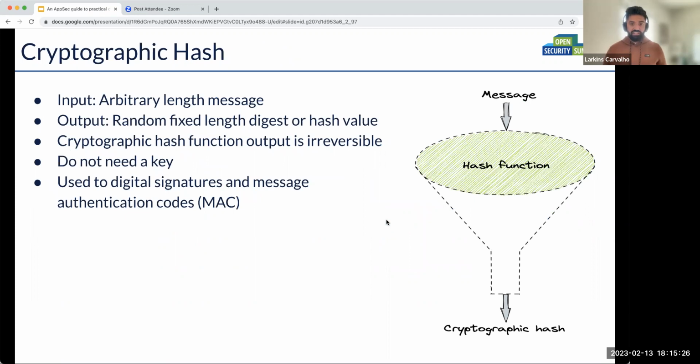A cryptography hash is a function which takes an arbitrary length message and produces a cryptography hash. It always produces a fixed length hash, but the message itself can be of any length. A cryptography hash is irreversible, meaning if you have a cryptography hash, you cannot get the message itself. If you want to verify the hash, you need to again pass the message to the hash function and compare the hash of the message. They are widely used in digital signatures and message authentication codes, and it does not need a key.